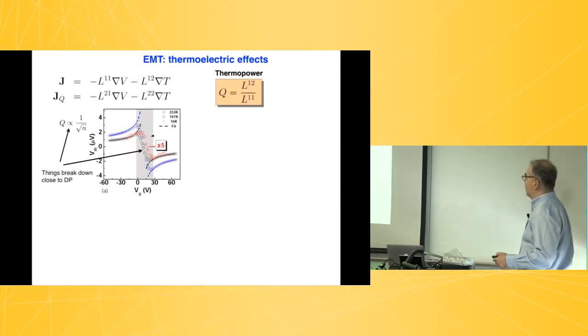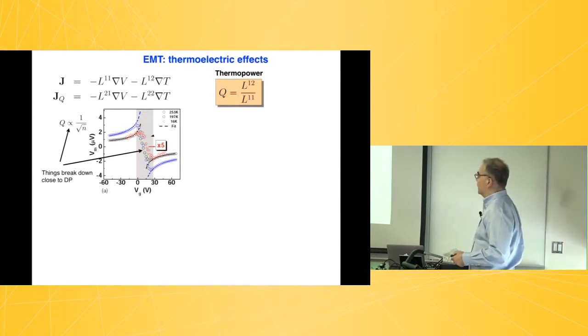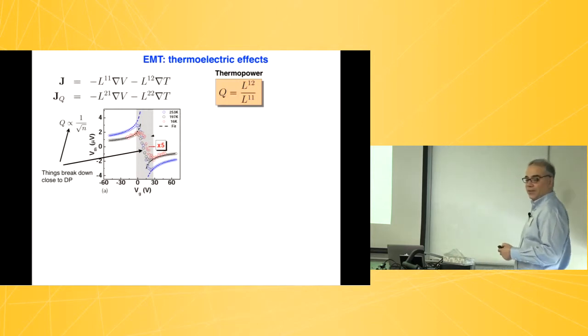If you do a calculation assuming that graphene is homogeneous, you find that Q scales like 1 over the square root of n. It's clear that when the density goes to 0 at the Dirac point, this seems to diverge. That would be great, but something has to give.